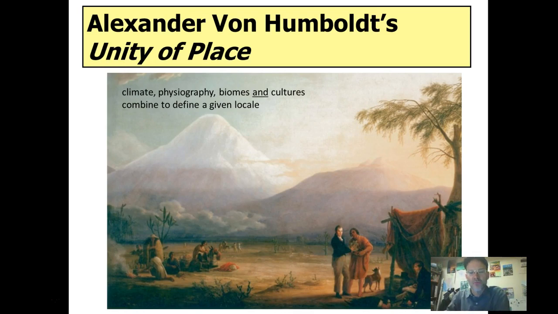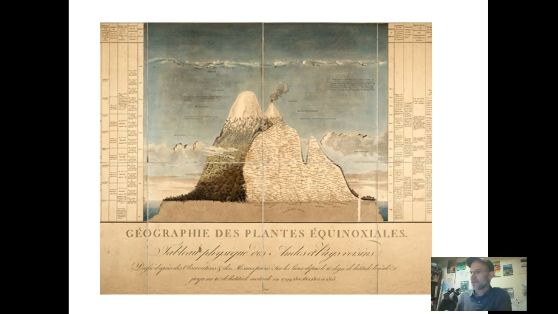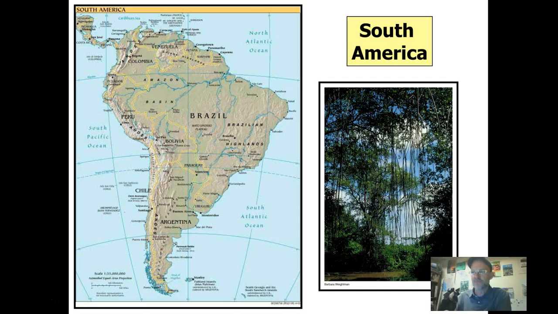Alexander von Humboldt was one of the great geographers, and he introduced the concept of unity of place, and this gives us a sense of a particular geographic locale that has both physical and human characteristics that define it. One of von Humboldt's maps.